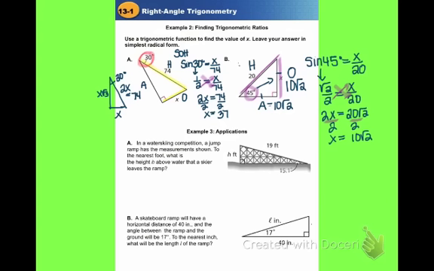Okay, so how about some real life applications? So in example A, it says in a water skiing competition, a jump ramp has the measurements shown. To the nearest foot, what is the height above the water? So we want the height above the water, h, that a skier leaves the ramp. So they've got that label in our drawing. They want us to find this height right here.